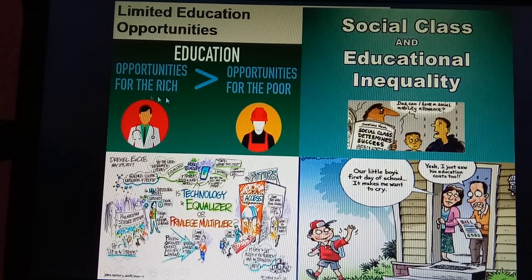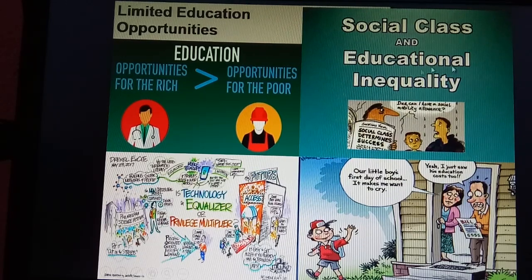Education opportunities for the rich, doctor. Opportunities for the poor could be lineman at the telephone company or the electric company, but this is not demeaning them. We are just trying to point out that if people are rich, they have much higher opportunities. But a poor man could also become a doctor by scholarship, but of course, it is still not equal.